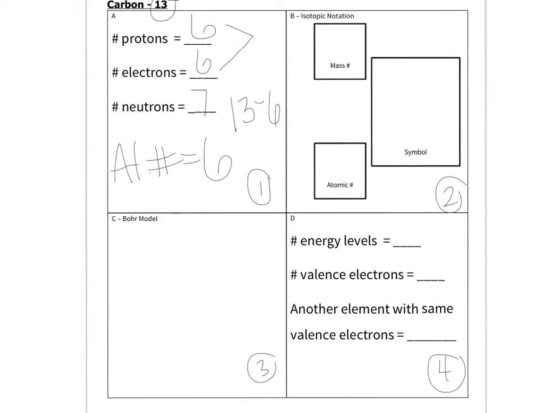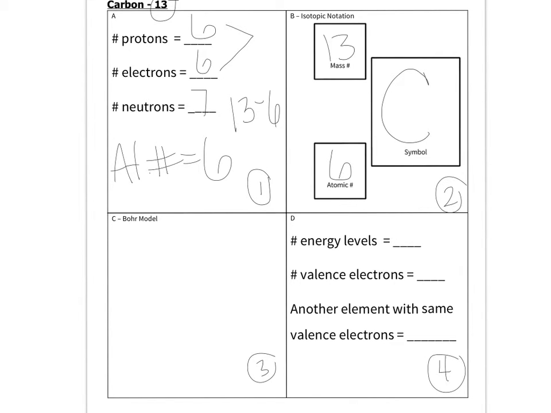This same example in isotopic notation, we put the symbol in this big space. Carbon, of course, is C. We put the mass number in the upper left corner, and that's the number after the dash. And the atomic number, the number of protons, goes to the lower left.